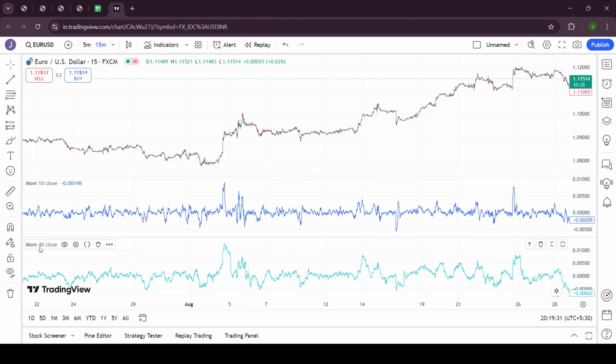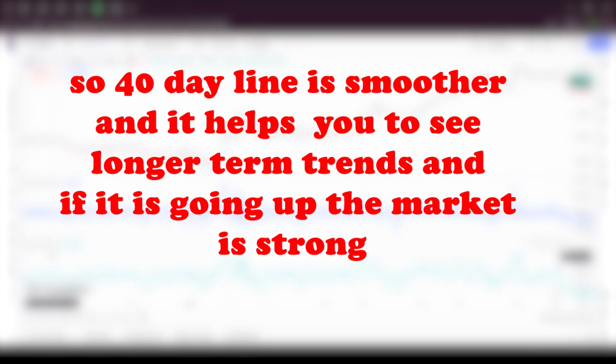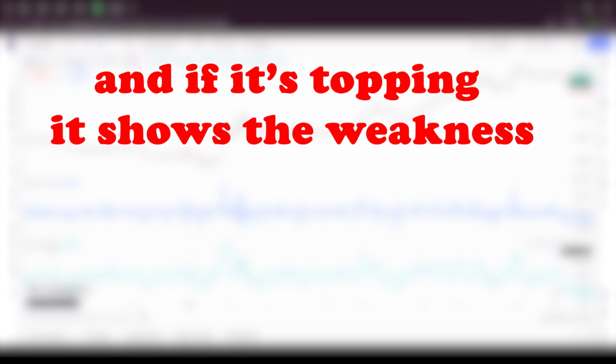Now let's see about the 40-day line. The 40-day line is smoother and it helps you to see longer-term trends, and if it is going up the market is strong, and if it's topping it shows weakness.